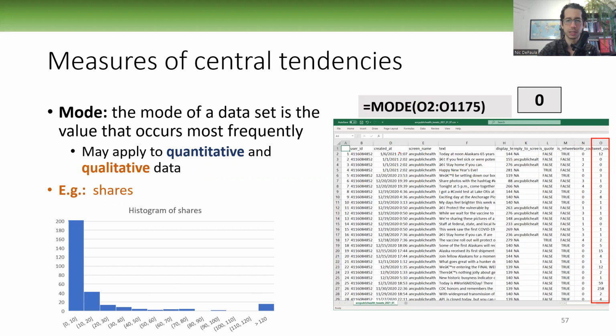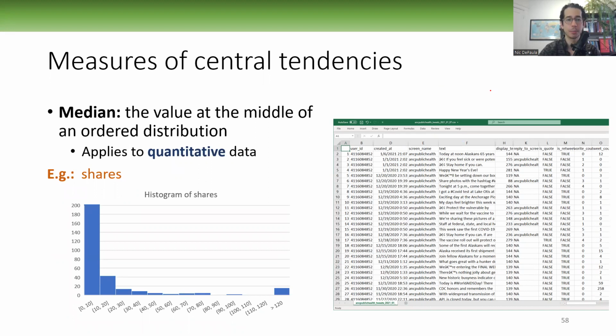Inside the formula bar in Excel, you write equals, and that tells the program that you're going to use a function. You type the function name, mode, and the computer recognizes that function. All functions have parentheses, and you put the values or parameters inside the parentheses. The parameters for the mode function are the sequence of values you're trying to get the mode out of. And you see that the mode for the shares is 0. 0 is the most common number in this data set for shares.